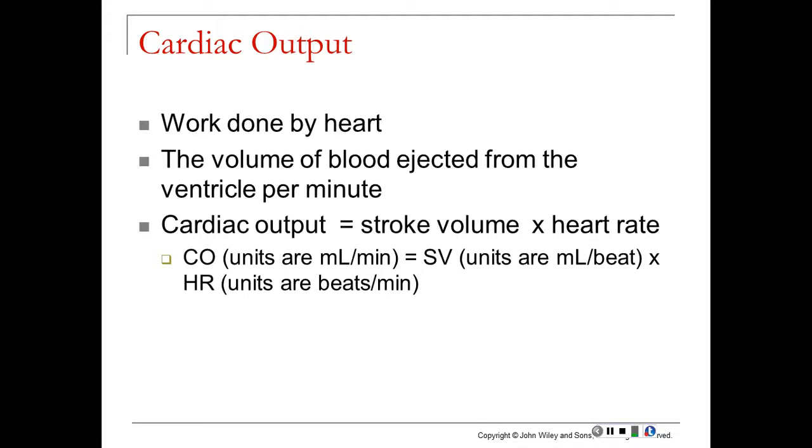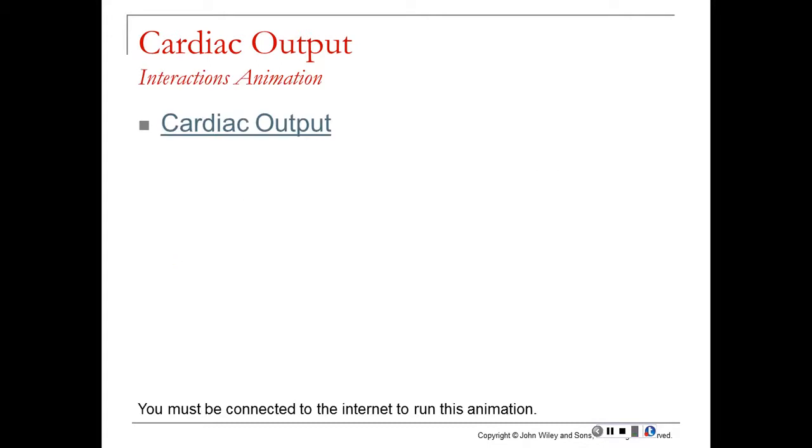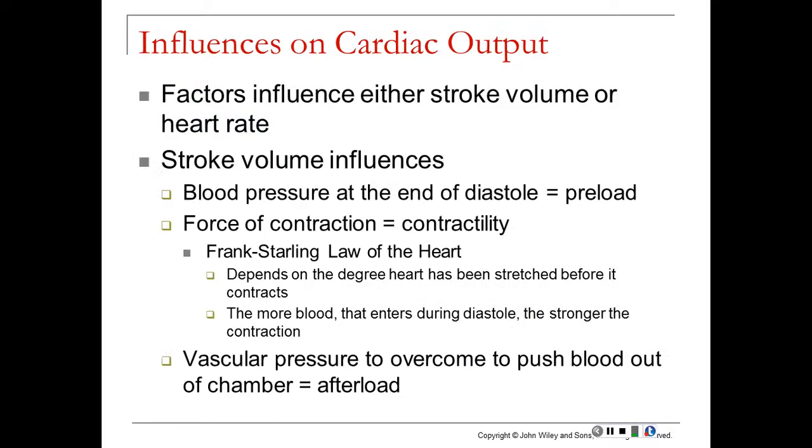So as your stroke volume increases, your heart rate may decrease, which is going to keep your cardiac output the same. Or if your heart rate increases and your stroke volume stays the same, your cardiac output will stay the same. But if your heart rate increases and your stroke volume also increases, that means you're pumping more blood more quickly through the body, which is ultimately going to increase your cardiac output. This animation here goes through the details of cardiac output.